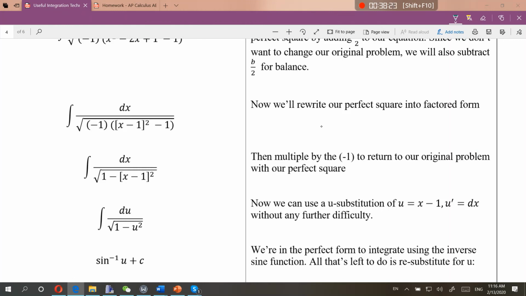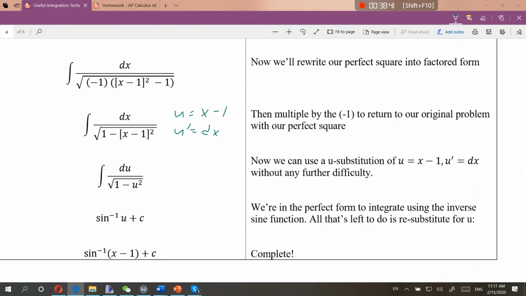Now I can do a u-substitution where u is equal to x minus 1 and u prime is equal to dx, which would give me this, which is now in the perfect form for an arc sine function if I wanted to integrate. The integral of du over root 1 minus u squared is arc sine u plus c. And then I can resubstitute for u as x minus 1, and I've got our final answer.